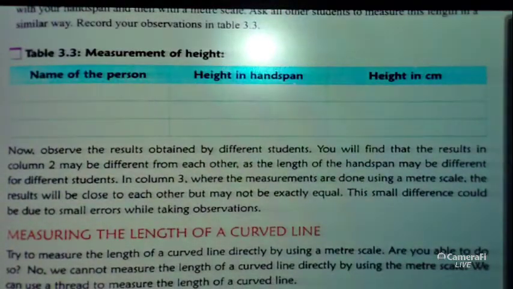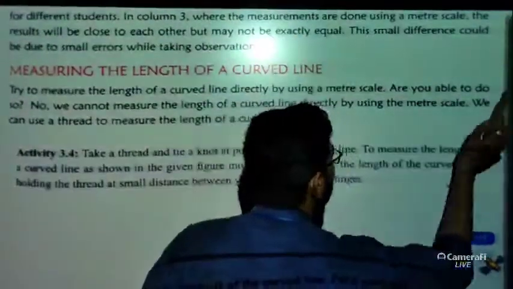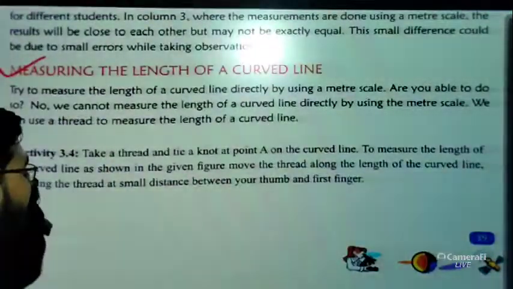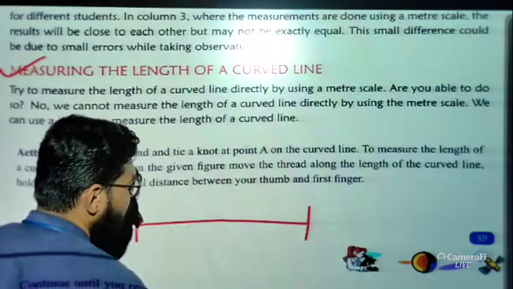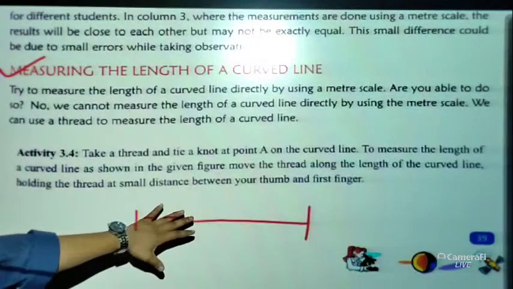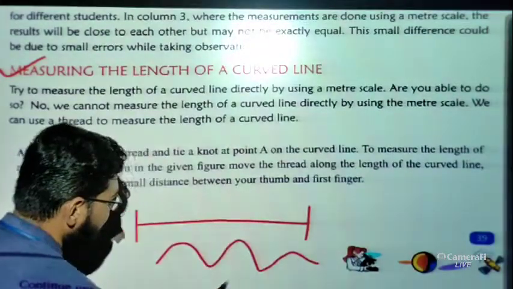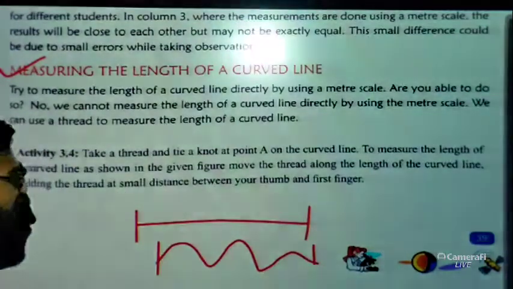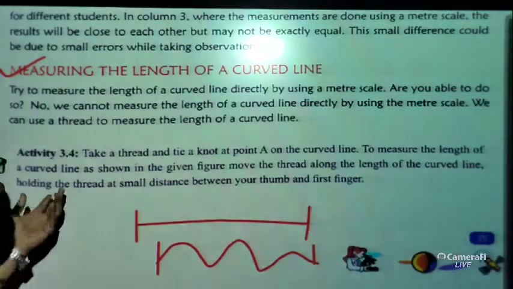Now what is the next part, students? In the next part, just have a look at what we are going to do: measuring the length of a curved line. How are we going to measure the length of a curved line? A straight line, we have seen, from the initial point to the final point, we just place a scale and measure the line. But if the line is like this, with an initial point and a final point, we can't place a scale. So what are the ways?